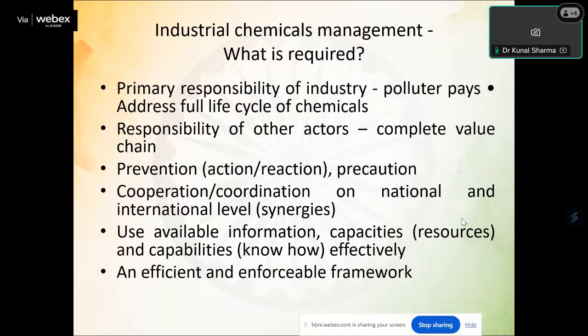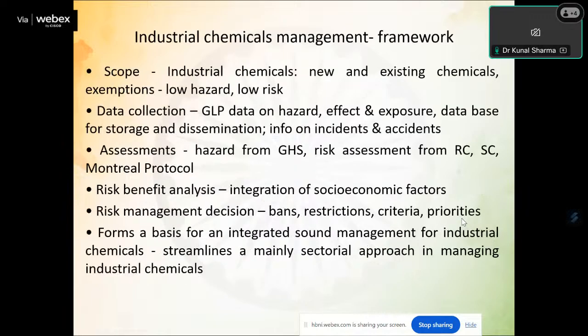Who are the actors? It is talking about a wholesome approach, that nothing should be left and each and every part of the cycle is being focused and seen so that wherever the issues come can be easily mitigated. Then they also talk about some framework wherein in scope they are talking about distilled chemicals, new or existing chemicals, exemptions, low hazard and low risk. Depending on the exemptions, also the scope, what framework they have made, Rotterdam Convention talks about the scope. Then talk about the data collection. They talk about the data on hazards, effects, exposures, database for storage and dissemination, info of accidents and incidents.